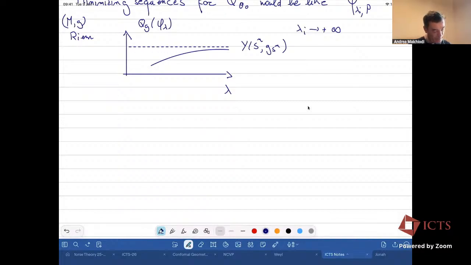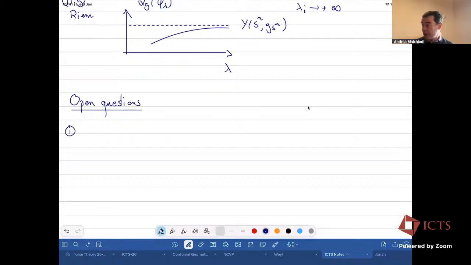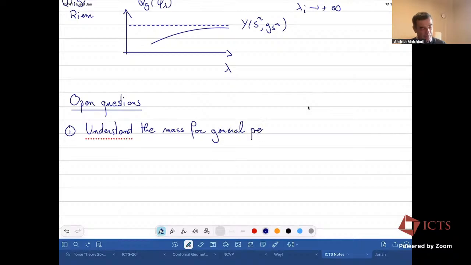So let me mention some open questions. So one is that we understood the mass for Rossi spheres, which are very special perturbations of the standard sphere. So they are nice and homogeneous. But one question is to understand the mass for general perturbations of S3, J, S3, theta_0.